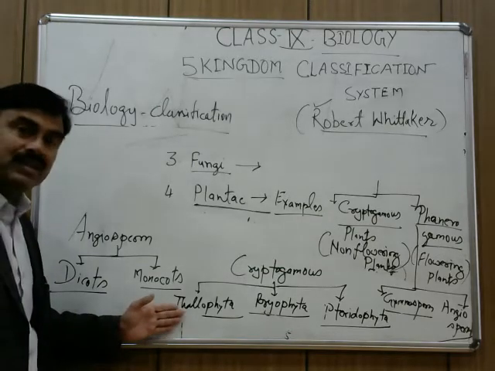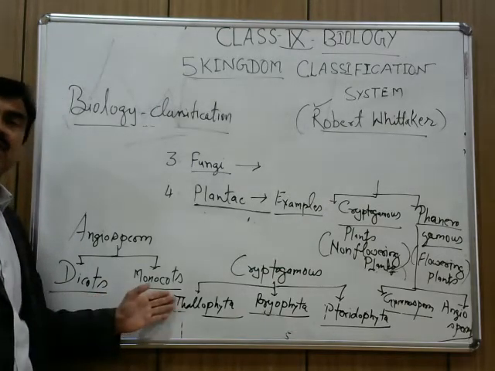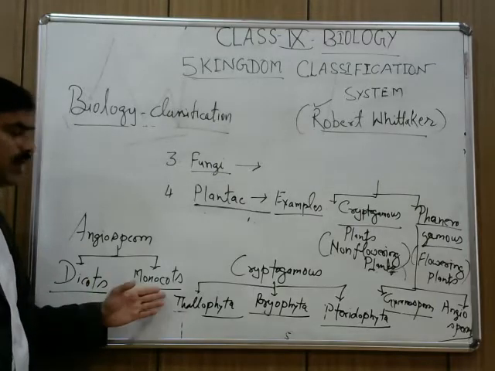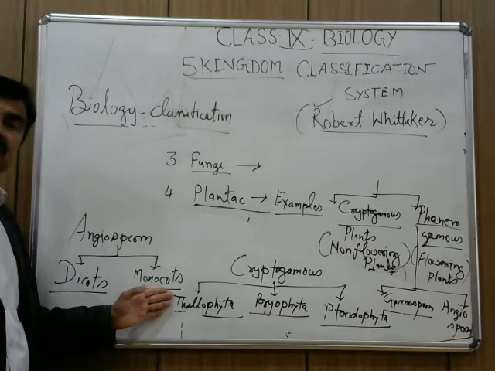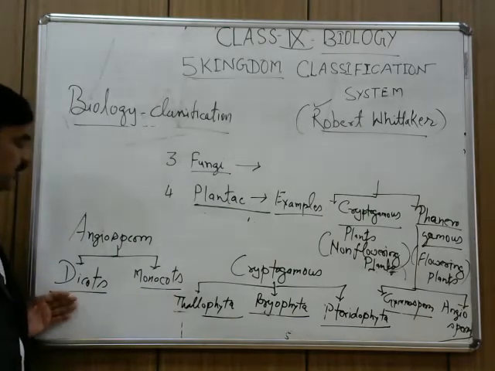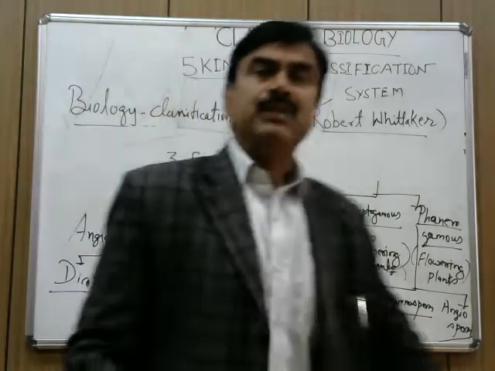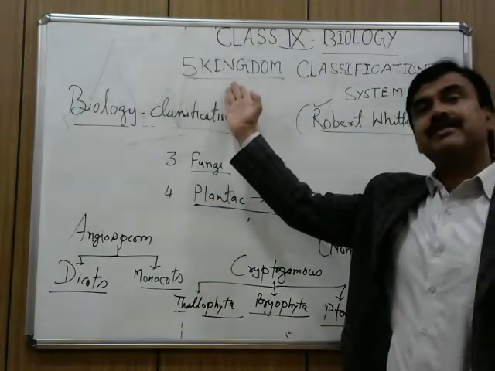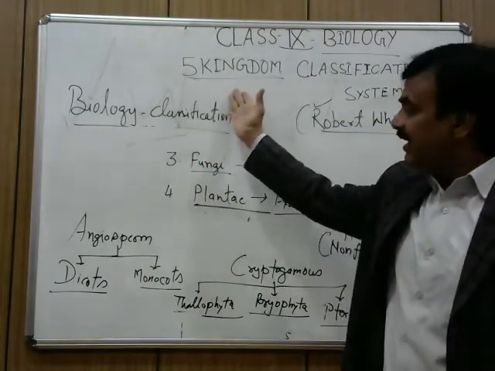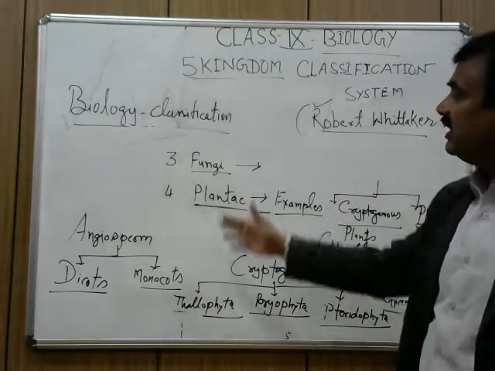There are examples of dicotyledons. Mono means papaya are examples of monocots. They have one cotyledon and they have two cotyledons. In the further explanation I will explain. So as far as the five kingdom classification system is concerned, there are these categories.